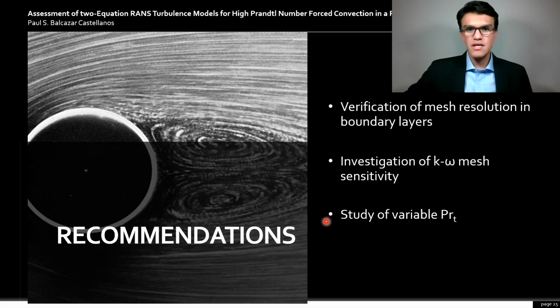Finally, there should be a study of a variable turbulent Prandtl number in these flows. Recent studies have shown that as Prandtl number increases, the turbulent Prandtl number becomes more variable in the near wall region, and this variability can affect the results of thermal predictions and make RANS turbulence models more effective.